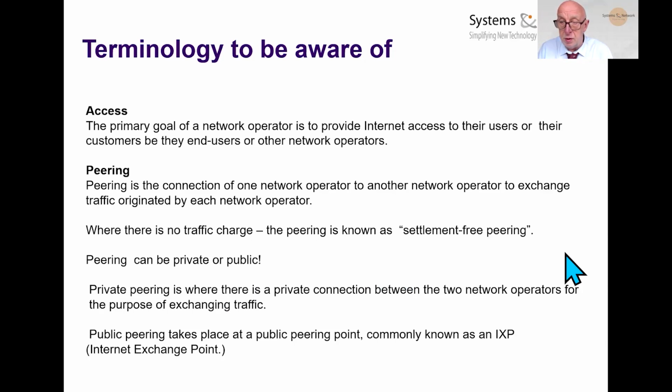I'm just going to move my screen so I can see what's going on. So private peering here is where there's a private connection between two network operators. Sounds reasonable. It's private peering, so you get a private connection there, and the purpose being to exchange traffic. Absolutely. And like I just said, public peering takes place at a public peering point, an IXP, an internet exchange point, of which LINX is one.